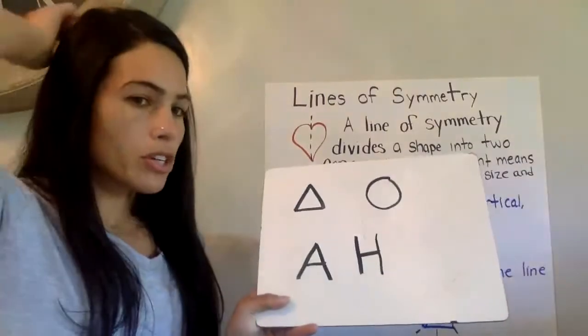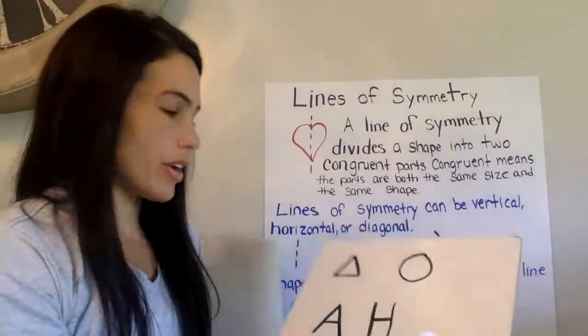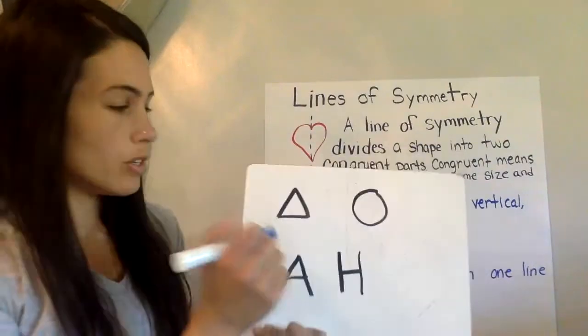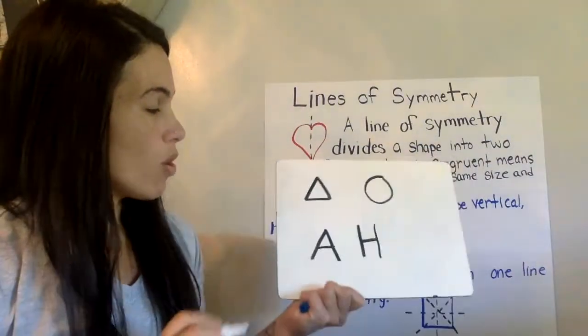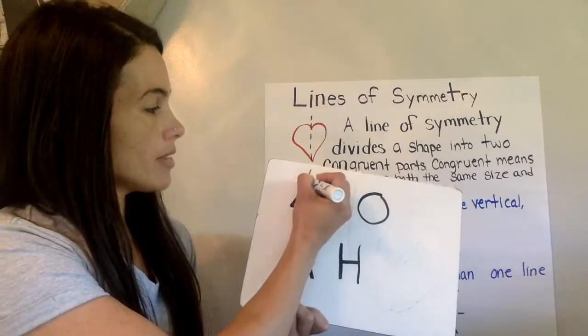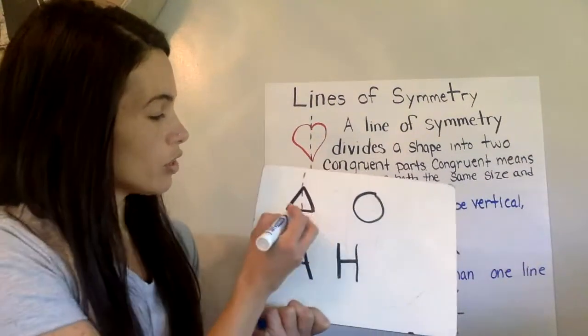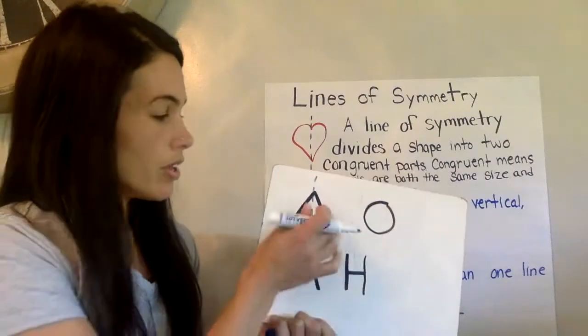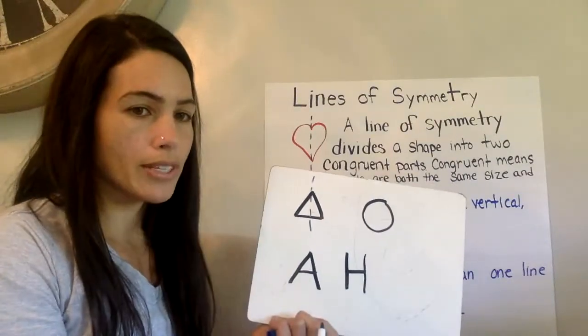Two letters. So I want to talk about what kind of lines of symmetry are in here. So I drew a triangle. So where would that line of symmetry be? Where can I fold it that it would match up? And it'd be right down the middle. So if I was to fold this triangle, they would match up. So there's one line of symmetry.